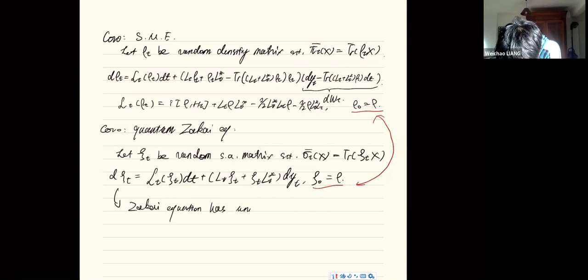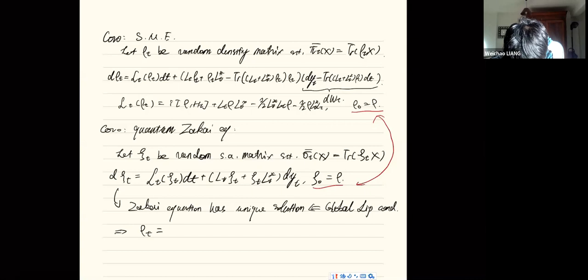So we can show this Zakai equation has a unique solution. This is very easy to show, because this equation satisfies the global Lipschitz condition. We can show that the Zakai equation has only a unique solution. And moreover, just by applying the classical Itô's formula, we can show that the solution of the stochastic master equation satisfies this relation. Okay, which means we can show that the stochastic master equation has a unique strong solution in this space. Okay.